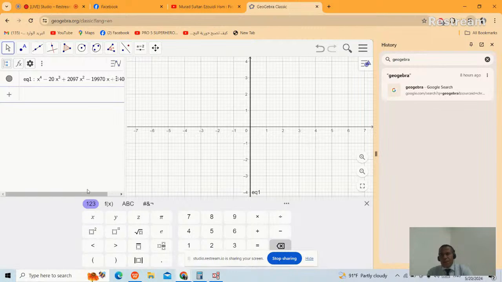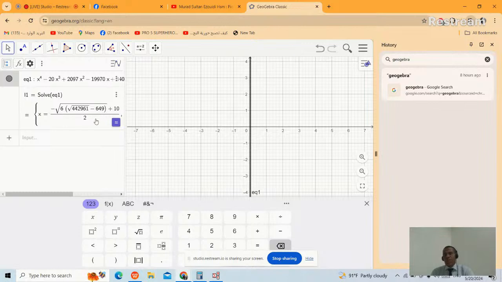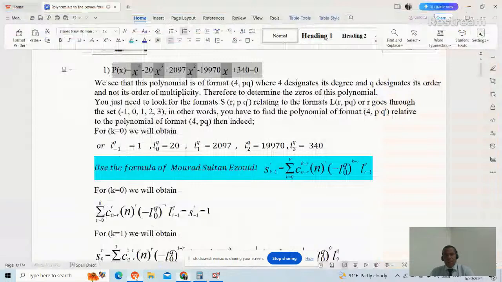Okay, and try to find the special points. Duplicate, solve. I will tell him solve. Solve. Okay. Okay, you see this one, and this.